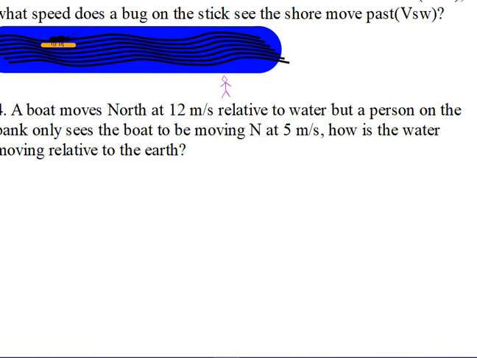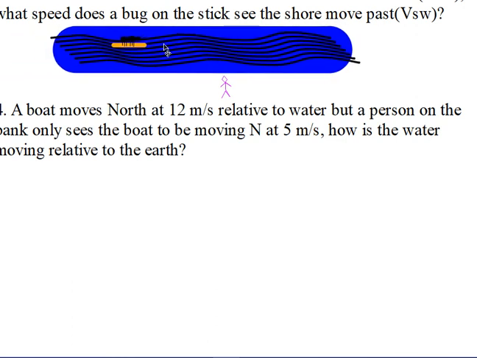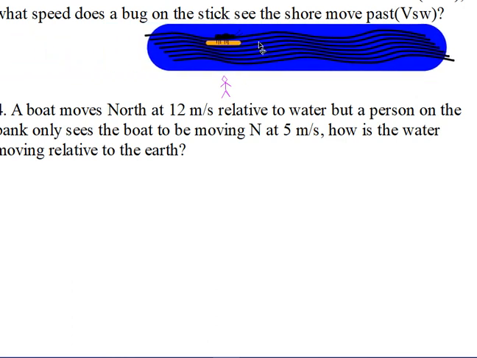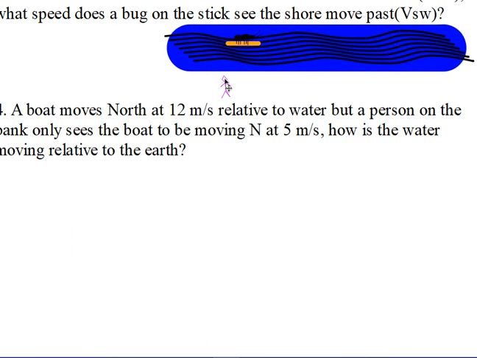Now, this is 3 on your worksheet. A stick floats north in a river at 12 meters per second, and you ought to recognize that what they're doing with that stick is telling you how fast the water is moving. It's just hard to see how the water moves, so a stick which moves with the water is very useful. So the stick, the bug on the stick, and the water all are going north at 12 meters per second as viewed by this person on the shore.